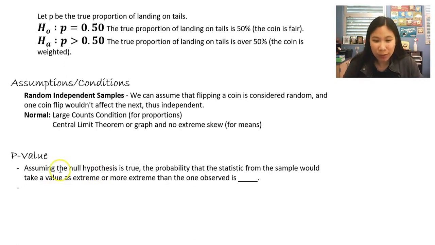We are assuming that the null hypothesis is true. So remember, the null hypothesis is the one where we're saying the number is what the claim is. The probability that the statistic from the sample, so whatever we got from our sample mean or sample proportion, would take a value as extreme or more extreme than the one observed is whatever the probability is. And the wording is kind of weird. So to me, it makes the most sense in a visual format.